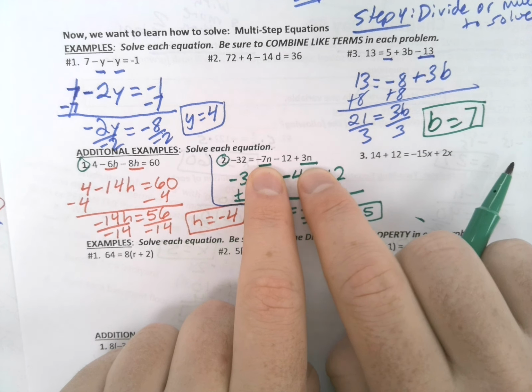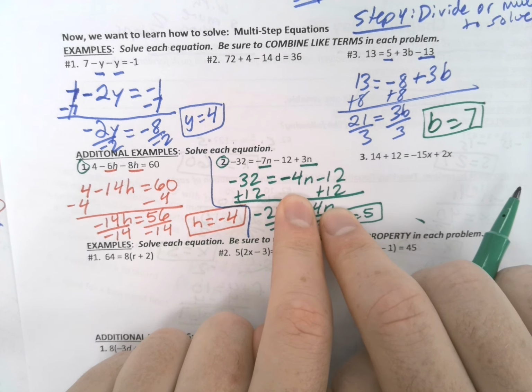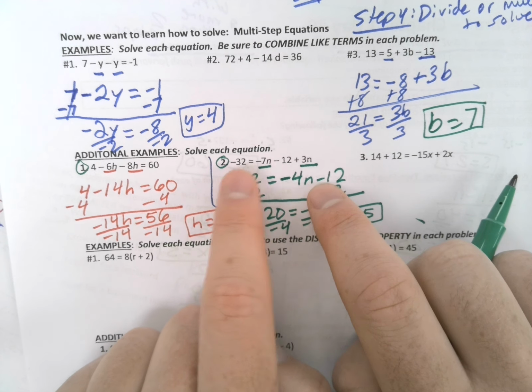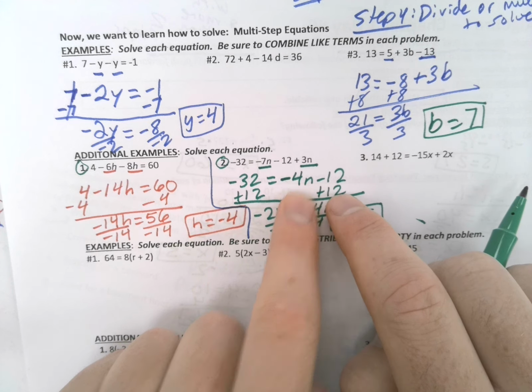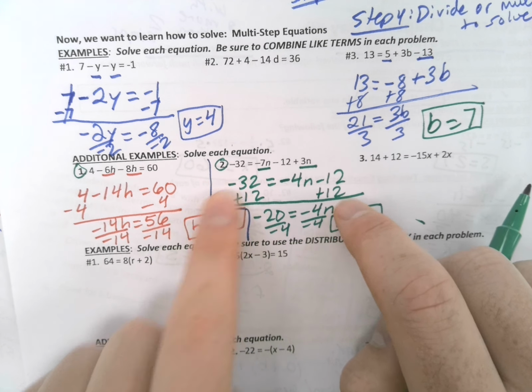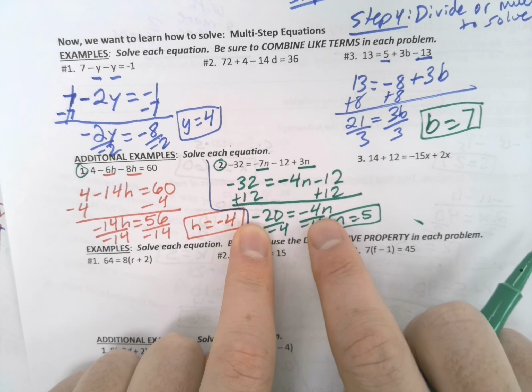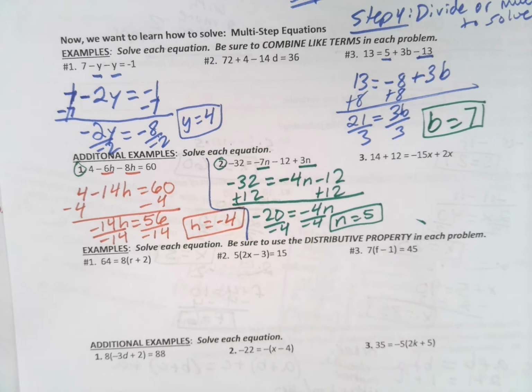Negative 7 and 3 combine together to give us negative 4n. We can add 12 over because we want to get that out of the way, get it away from n, and combine it with its like term, negative 32. That gives us negative 20. And then you divide by negative 4, and n is 5.